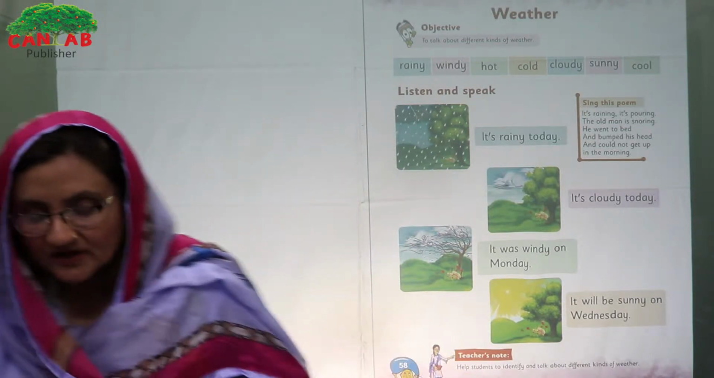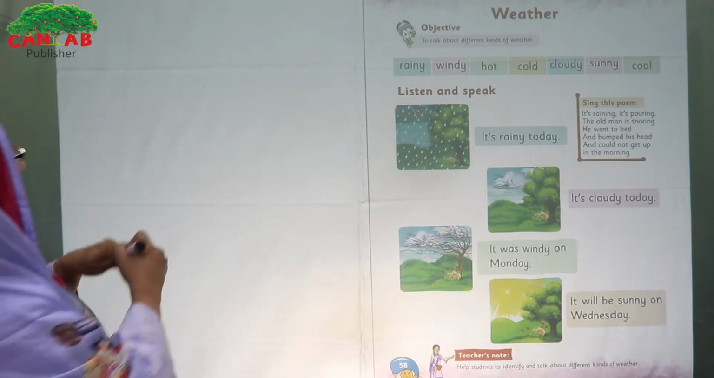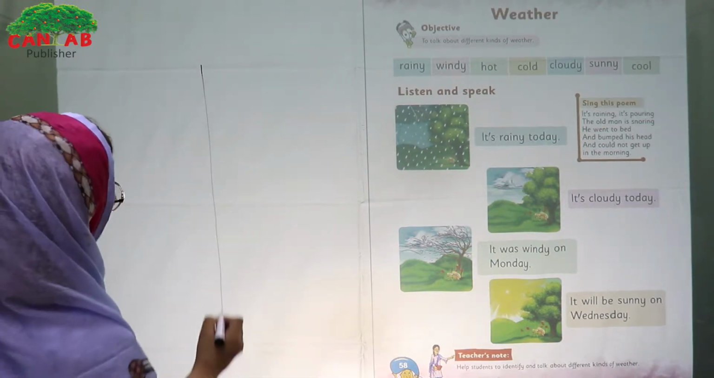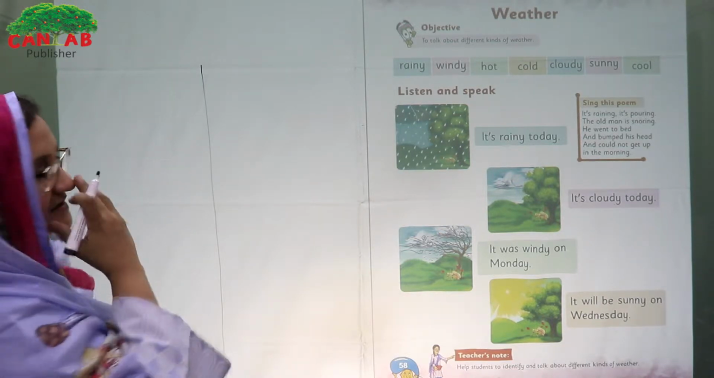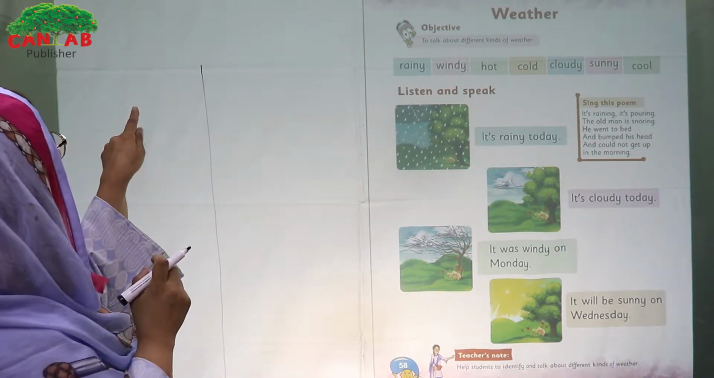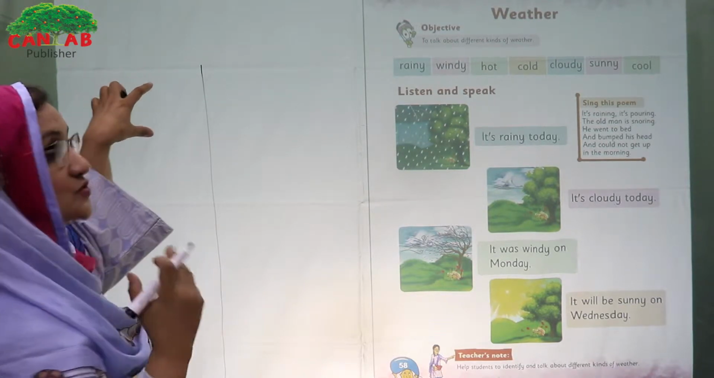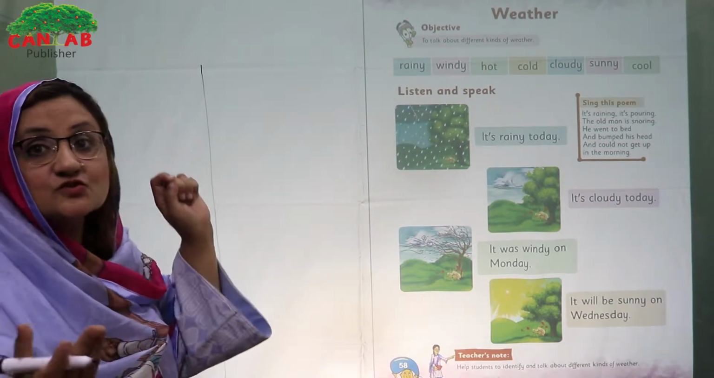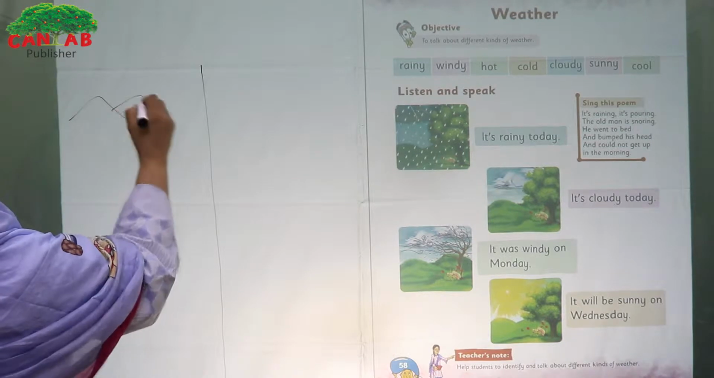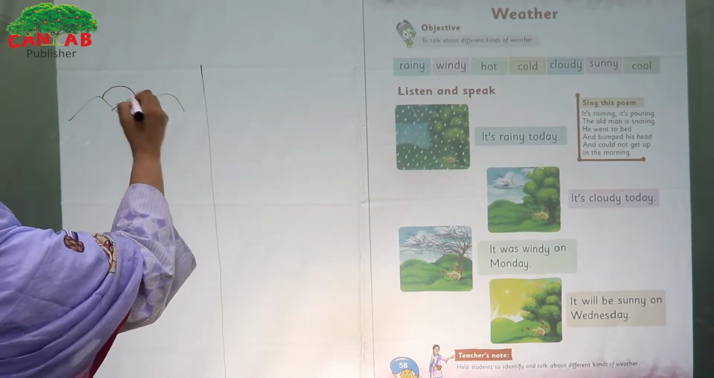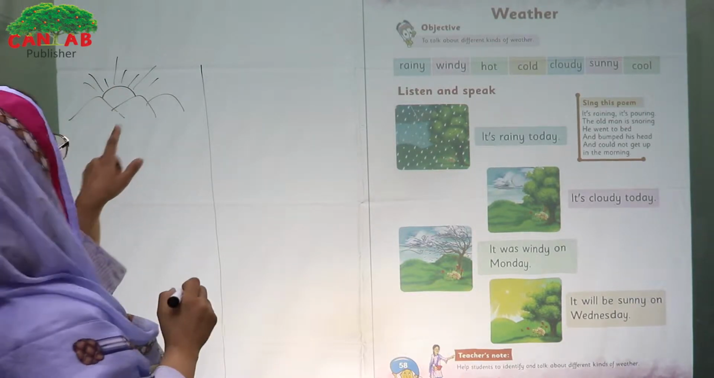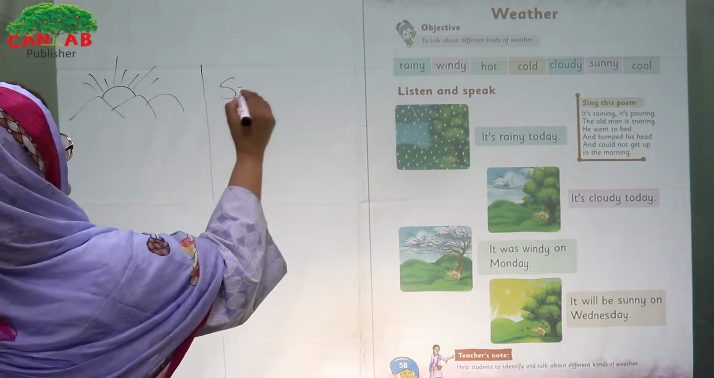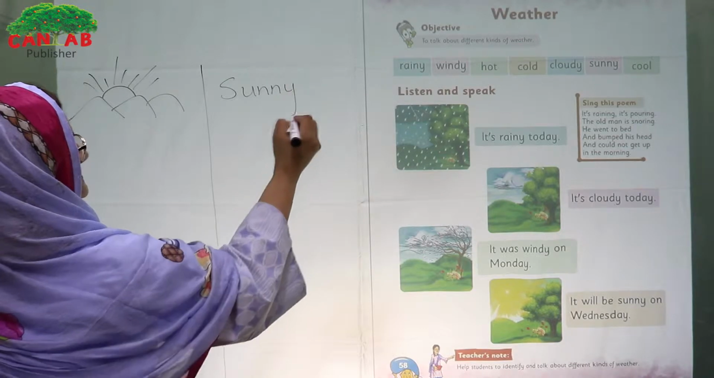Good. Now look at the board, students. Look here. I am going to divide the board into two halves. Now look at the pictures and tell me what the picture is showing or what it is telling you. Look here. Mountains and sun. Oh, so this is sunny.